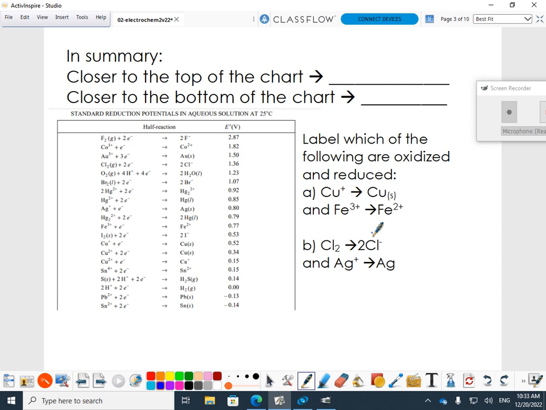Okay, so if it's closer to the top of the chart, it's going to be reduced, and closer to the bottom will then be oxidized. So this is important. But you can use the patterns we just talked about. So fluorine's at the top. Fluorine is a nonmetal. Nonmetals gain electrons, okay? Which is reduced.